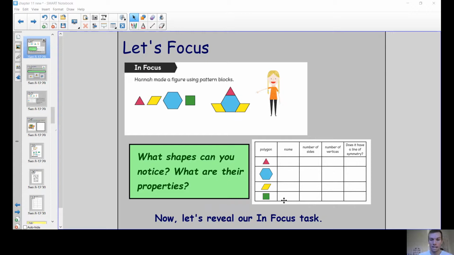And our last shape is a square. Number of sides 4, number of vertices 4. Does it have a line of symmetry? Yes, we all know from our fractions work that we can fold squares perfectly in half.